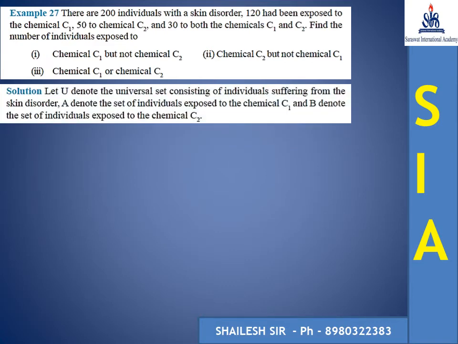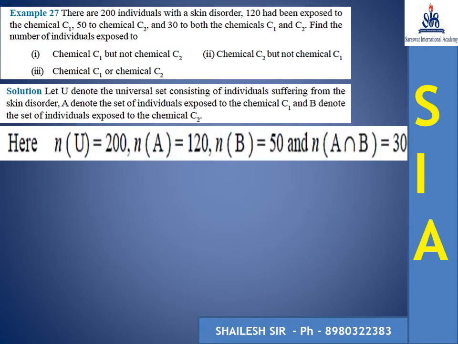So here I consider U as the universal set consisting of the individuals suffering from the skin disorder. A denotes those exposed to chemical C1 and B denotes the patients exposed to chemical C2.